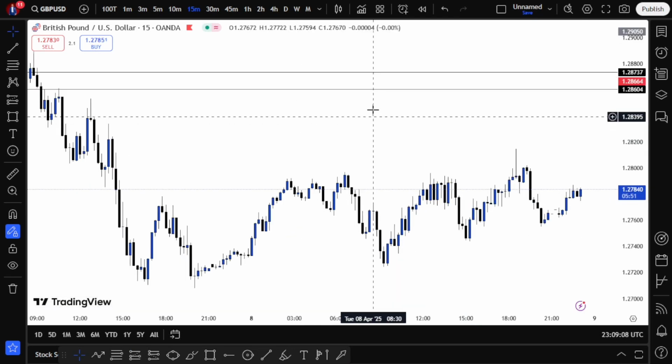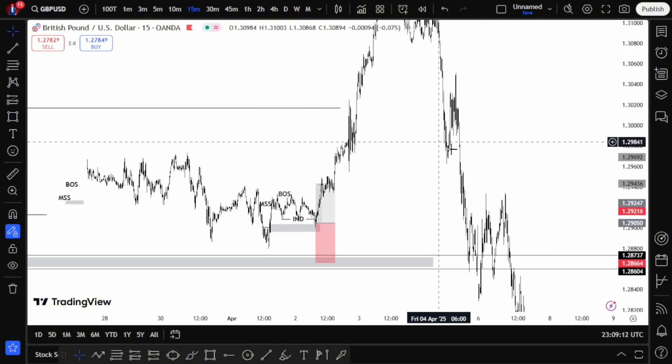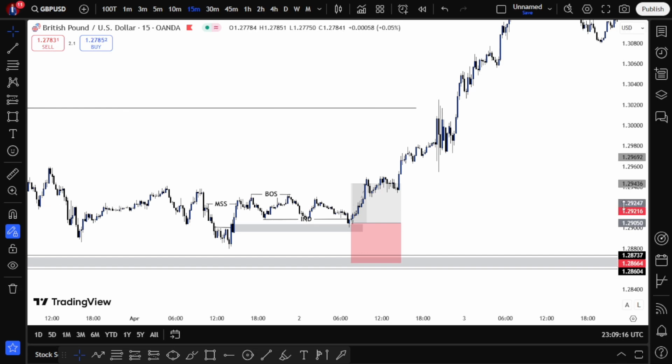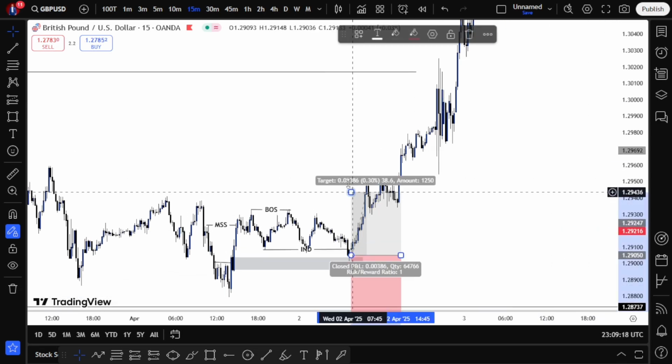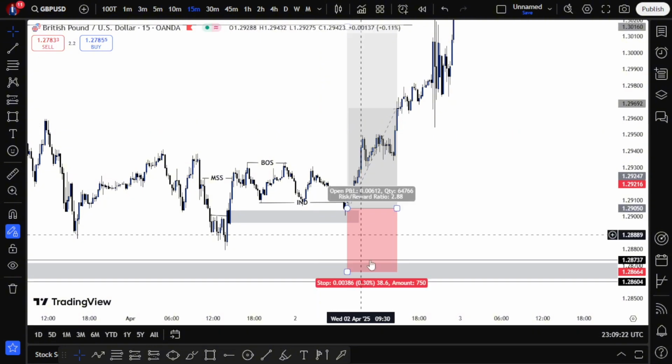Sorry about that. So right here, let's just see what is happening here. You can see that area. That's a clean 100 pips.